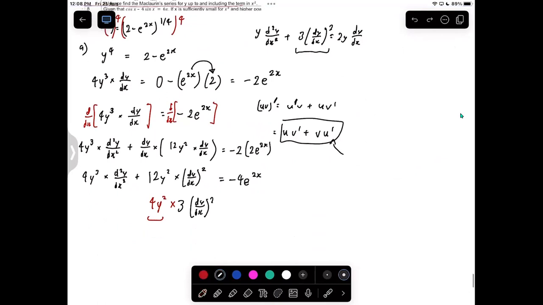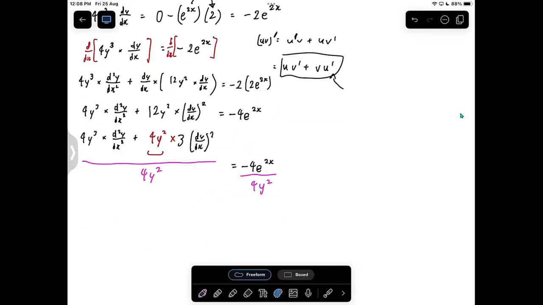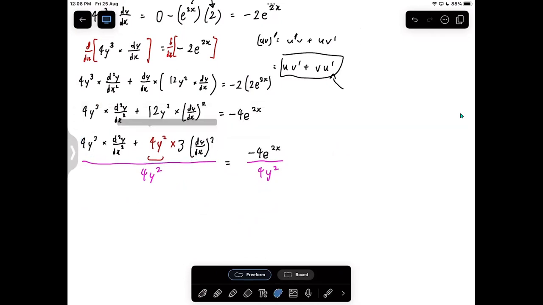So I'll just copy down the rest of the things that didn't change. Very good. So what we need? We don't want the 4y squared. So what should we do? Divide everything by 4y squared. Yes. Let me try and write it neatly. You can see the pattern now. So then this one you can split it up.